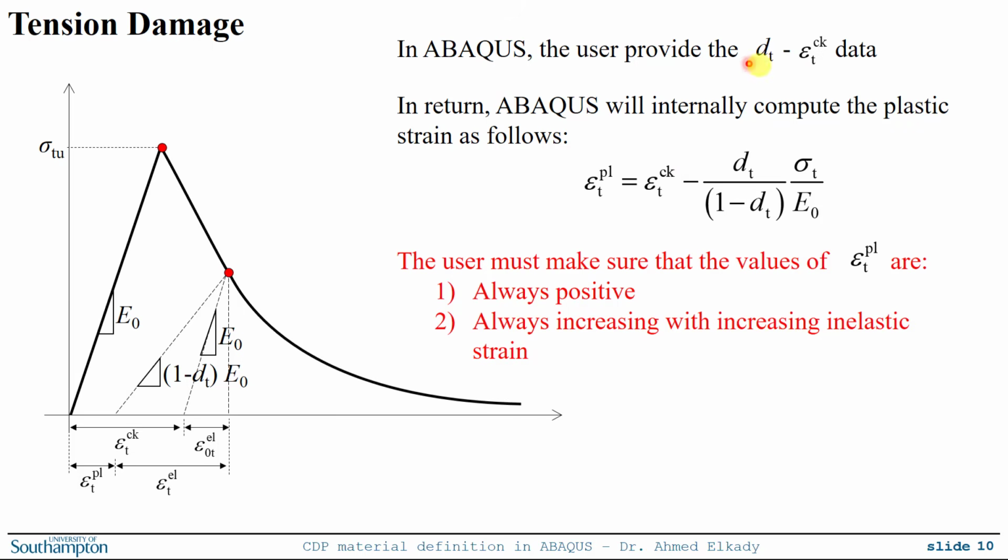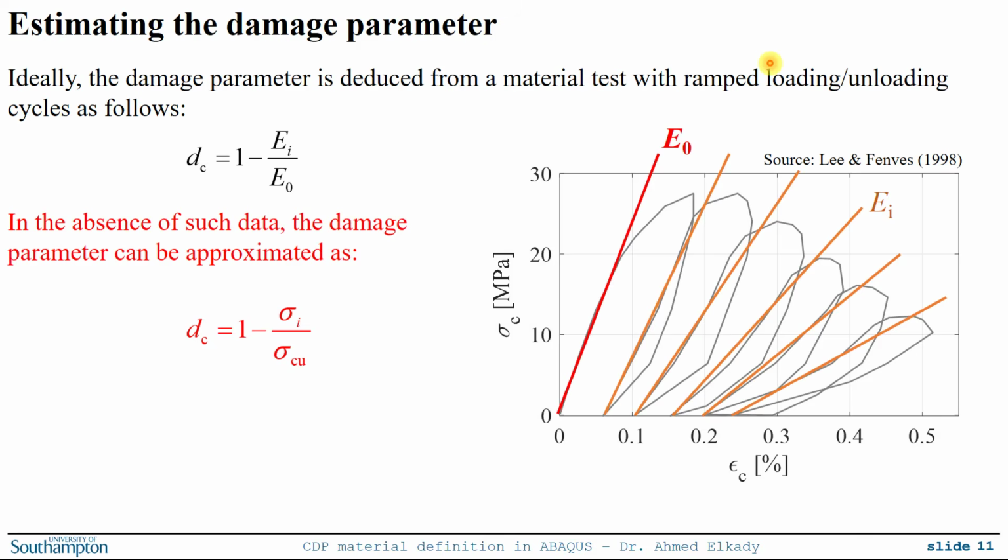Now, how are you going to get this damage parameter value? Well, ideally, this can be obtained from material testing. So here is an example. Ideally, the damage parameter is deduced from a material test with unidirectional or asymmetric ramped loading-unloading cycles as follows.